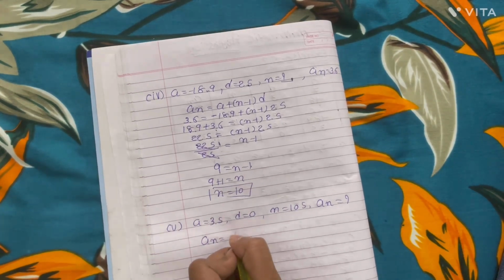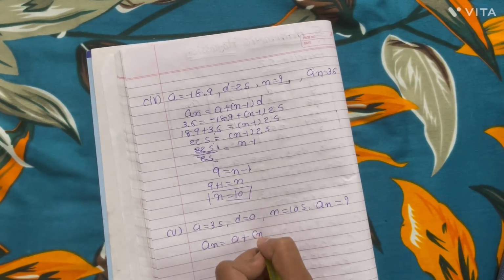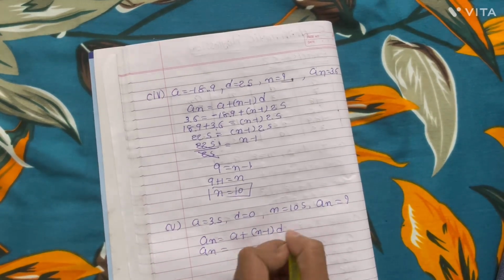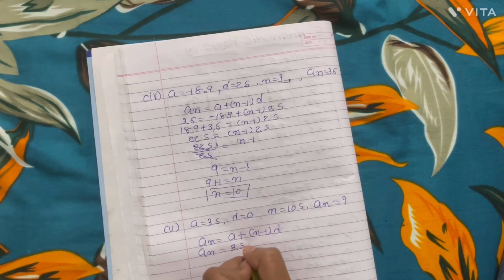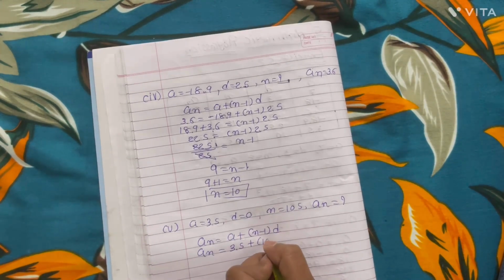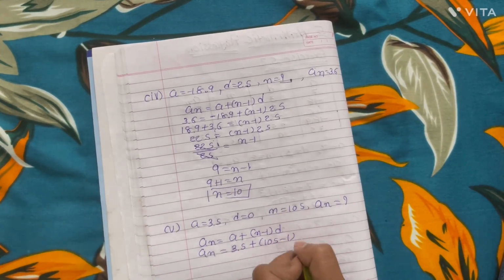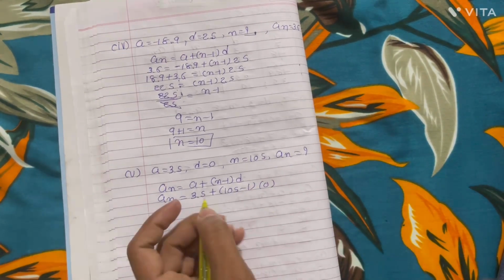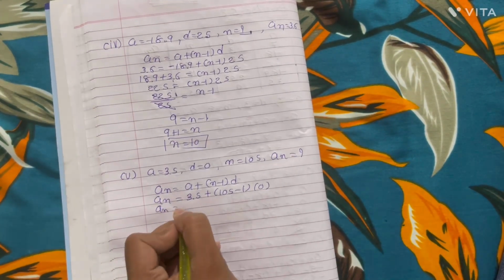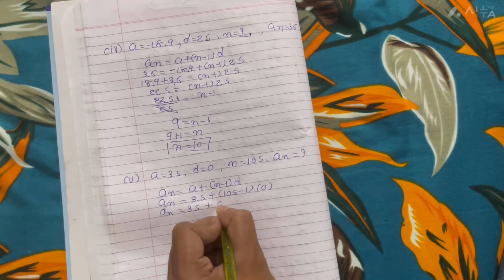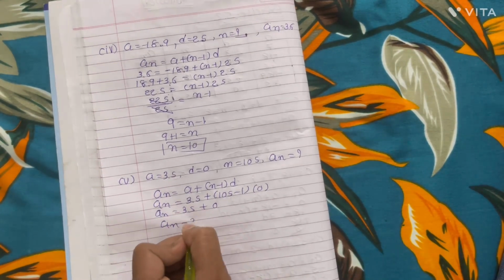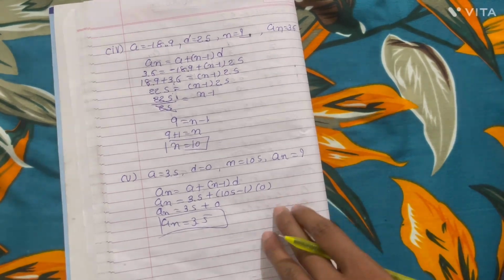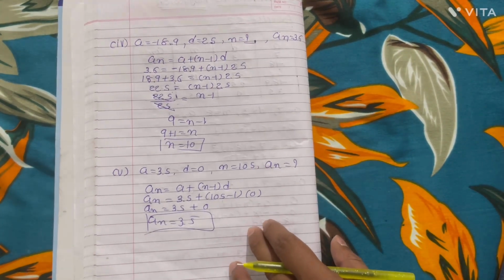An is equal to a plus n minus 1 into d. We have to find an. a is equal to 3.5, 105 minus 1 into 0. If any number is multiplied with 0, then we get 0. So we get an is equal to 3.5 plus 0, so the value of an is equal to 3.5. Okay, this is question number 1. If you still have any doubt, please comment down below.